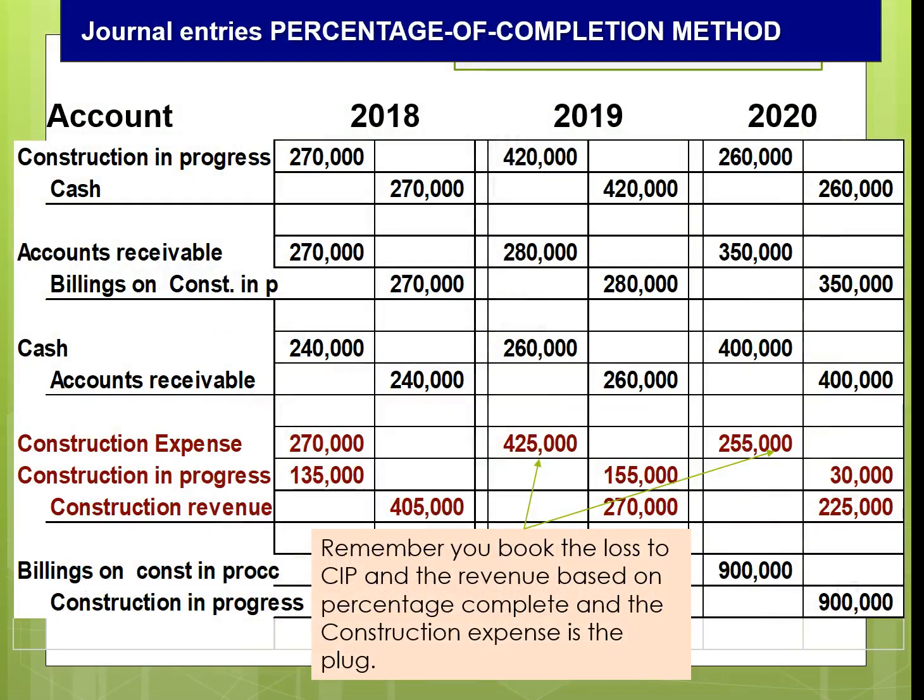So again, if we look at this, in our first year we had 135. That is the profit that goes to construction in process. But if you notice, in 2019, we have to record the loss, which is going to reduce our construction in process account, and we have to do that again in 2020. The reason we want to do that is because at the end, billings on construction and construction in process have to equal, and we're going to zero them out. So let's look at T accounts. That might help you see this a little better.